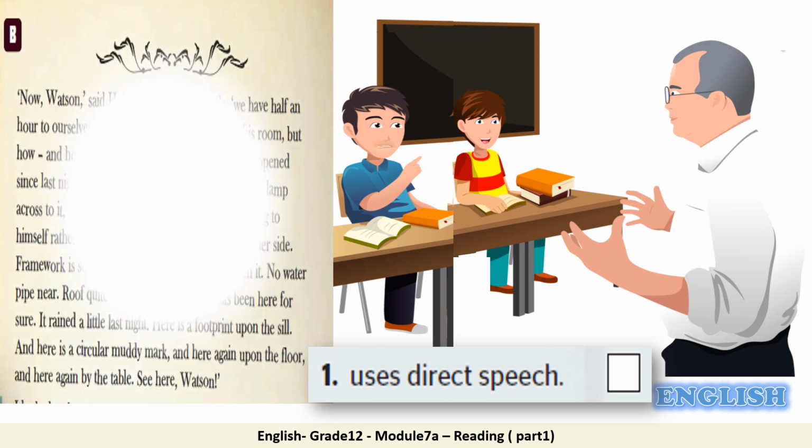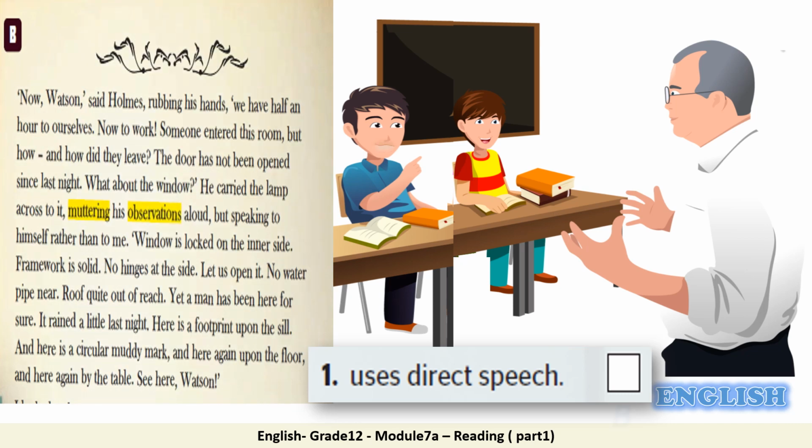Here it is. "Now, Watson," said Holmes, rubbing his hands. "We have half an hour to ourselves. Now to work. Someone entered this room. But how, and how did they leave? The door has not been opened since last night. What about the window?" See, my teacher, those quotation marks make it clear that it is direct speech.